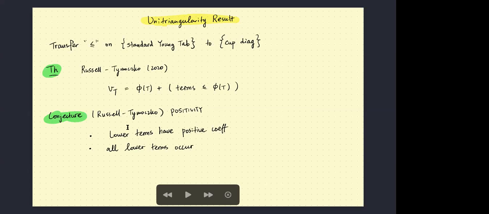And they also did a bunch more examples and conjectured that all the lower terms must have positive coefficient, and actually all the lower terms must occur. So maybe this is implied by the positivity here. You can never have something with 0 coefficient. So everybody who's lower must appear in this sum. Okay.